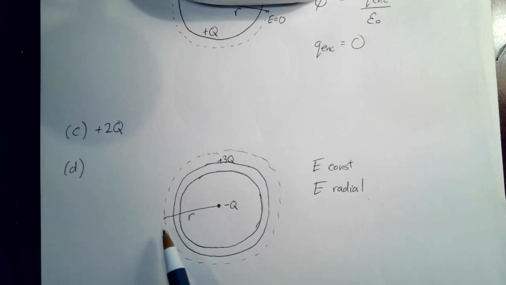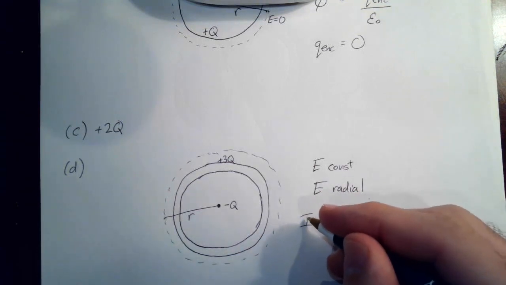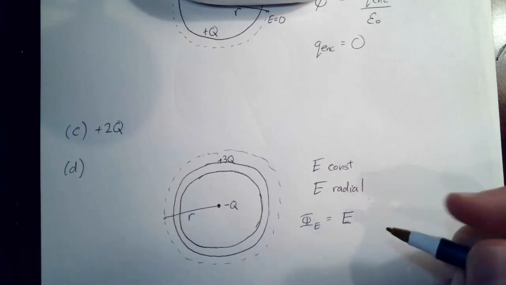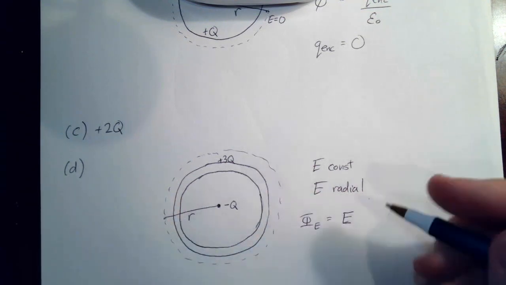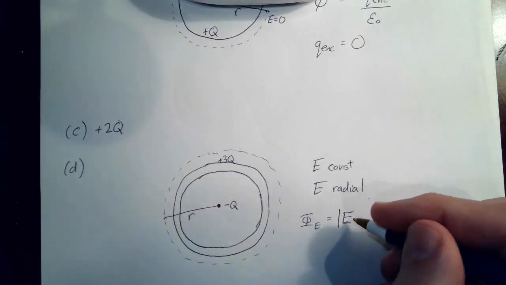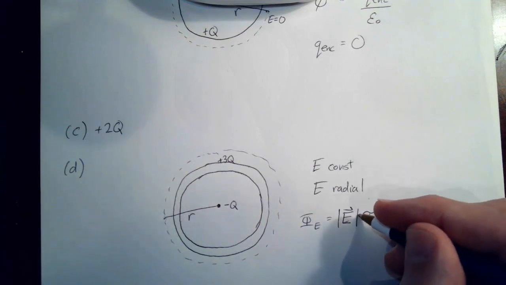So the flux through the surface works out just as it did in part A. It's going to be E, which is the magnitude of the electric field on this surface, times 4 pi r squared.